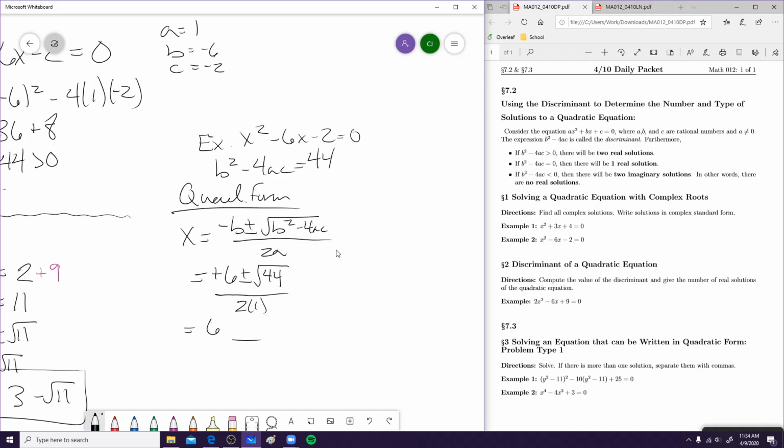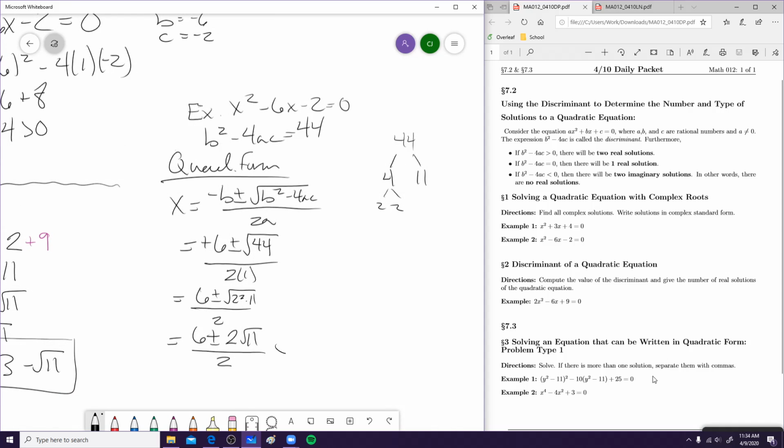Right, so 6, and we have 2, this is plus or minus. So the square root of 44, when I break it up, this is 4 and 11, and this is 2 and 2. Right, so this can be 2 squared times 11. The power of 2 is equal to our index, so that means we know that this can be simplified more. So this gets simplified to plus or minus 2 square root of 11 all over 2.